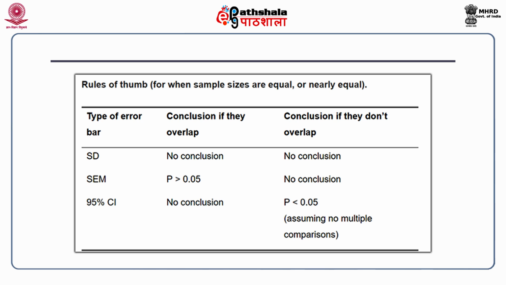Now in the case of 95% CI, if they overlap, again no conclusion. But if the 95% CIs do not overlap, it's safe to conclude that the p-value is less than 0.05, assuming no multiple comparison. Multiple comparison is another problem that we will discuss in one of the later modules. If there is no such multiple comparison problem, then it's safe to say that the p-value is less than 0.05 if the two 95% CI ranges, that is, the error bars of a graph, do not overlap. So why 0.05? It's because you are calculating the 95% CI, so that is the connection.